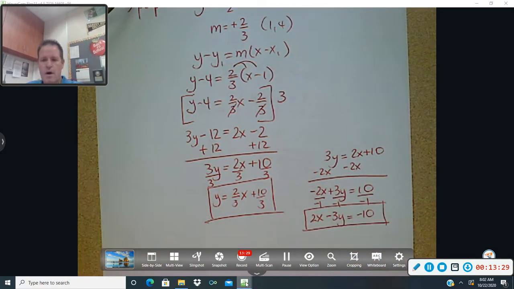Okay? All right, so go ahead and find your assignment on Canvas, and you can go ahead and get working on this. Rewatch if you need to. But remember, parallel means same slope. Perpendicular means that the slopes are opposite reciprocals. Again, parallel, same slope. Perpendicular, opposite reciprocals.